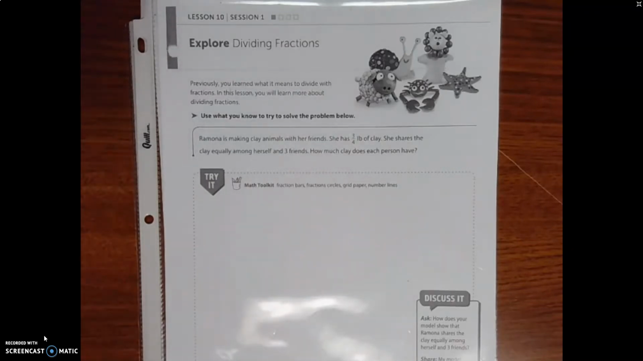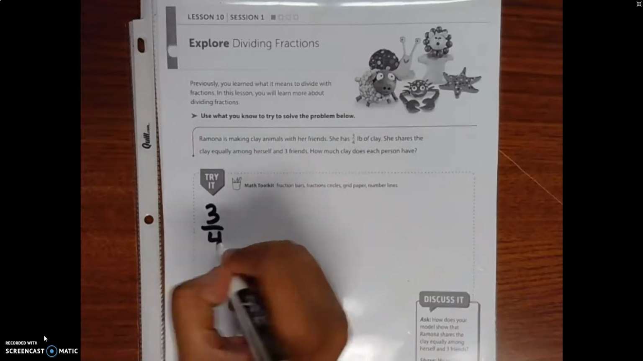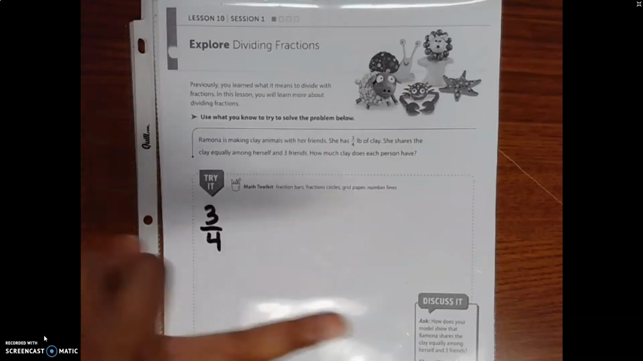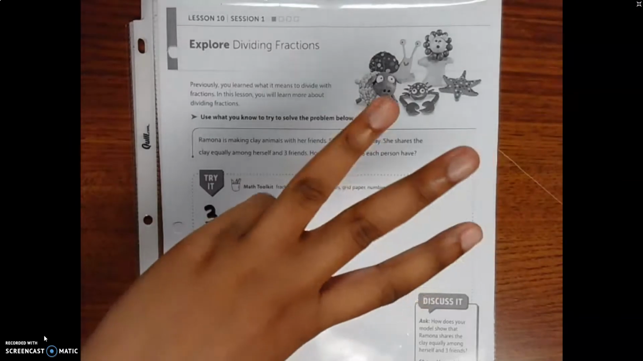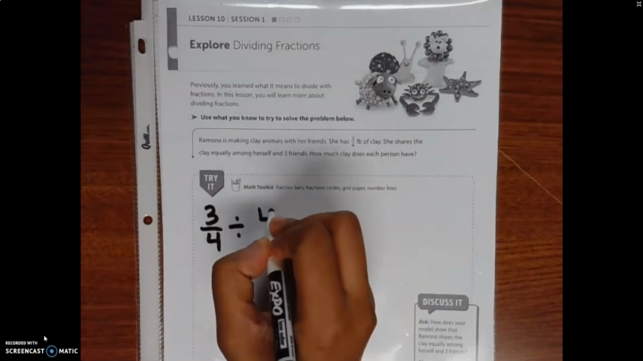For this specific problem, we're going to write it. The first question you should be asking yourself is, what's the dividend here? The dividend is how much she's starting with. She's starting with 3/4 pounds of clay. Then she's going to share that clay equally among herself and 3 friends. So we have Ramona, which is one person, and then we have her 1, 2, 3 friends. So it's 4 people that she's sharing this clay with. So we're going to divide it by 4.